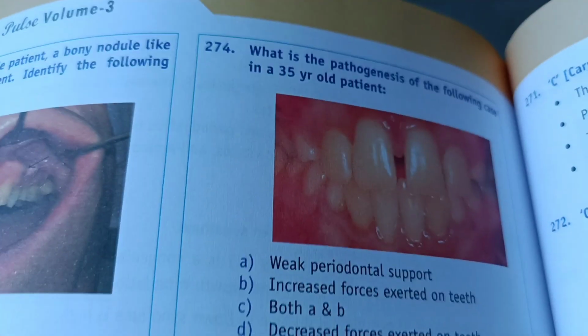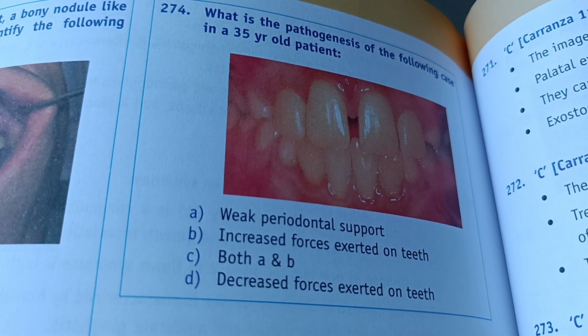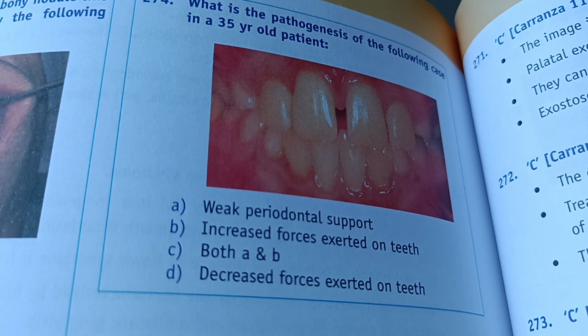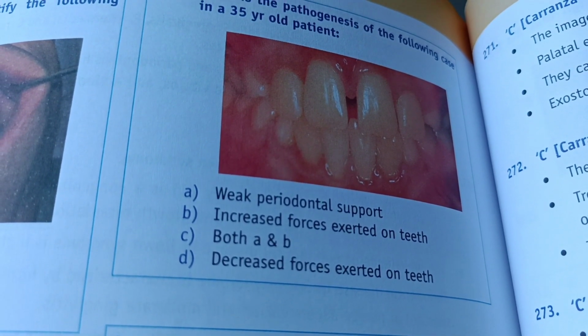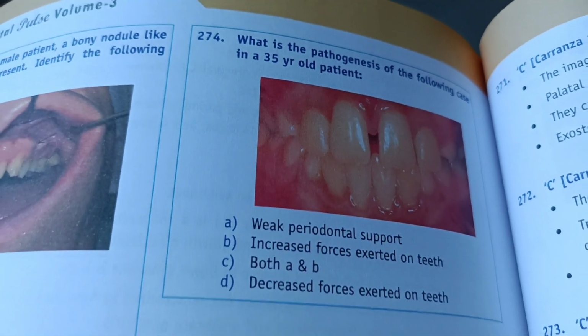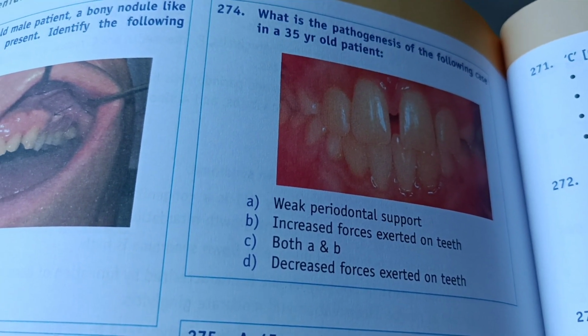Now come to the next question. What is the pathogenesis of the following case in a 35-year-old patient? Your options are: option A, weak periodontal support; B, increased forces exerted on tooth; C, both A and B; and D, decreased forces exerted on tooth. So what is the right answer? The right answer is option C, both A and B.